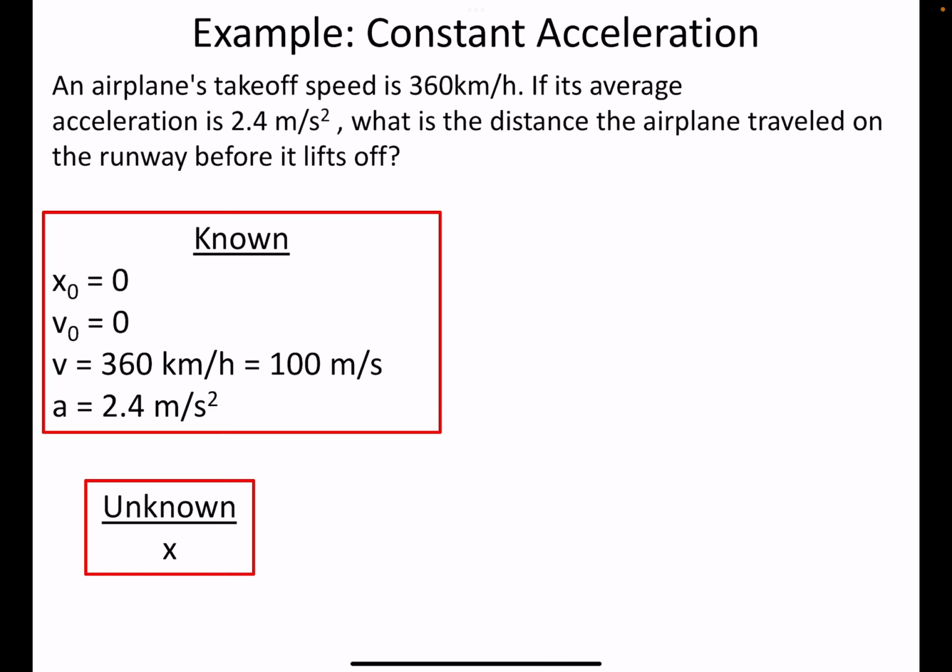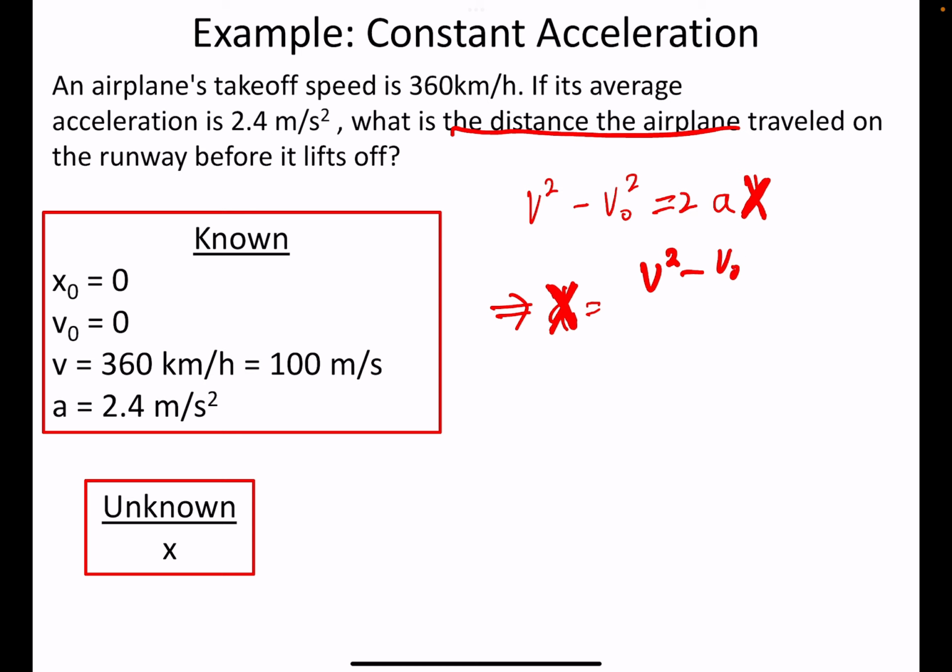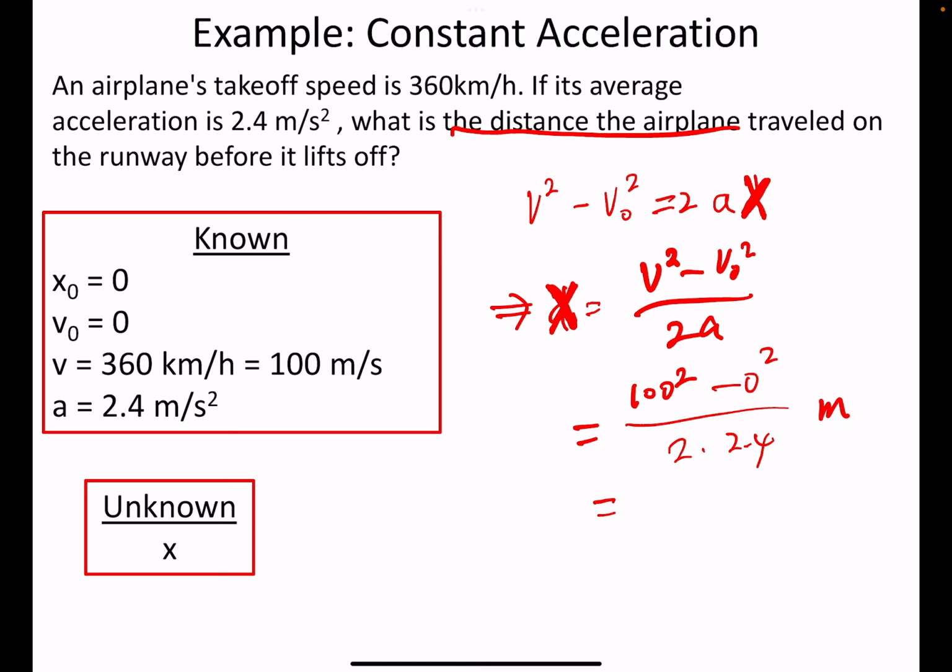So plug in all the numbers. We have final velocity squared, subtract initial velocity squared, equals 2 times a times distance. So the distance traveled, or maybe we call it x. X is the distance the airplane traveled, equals v squared minus v0 squared over 2a. Final velocity is 100 squared, initial velocity 0 squared, 2 times 2.4 meters per second squared. Plugging all the numbers, we find a little bit over 2,000.